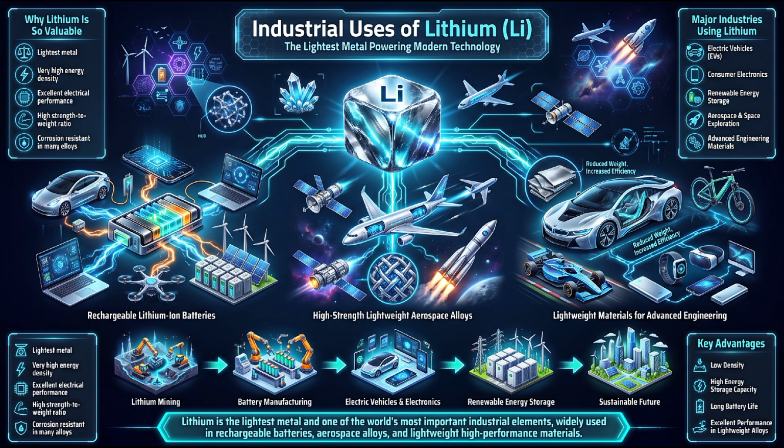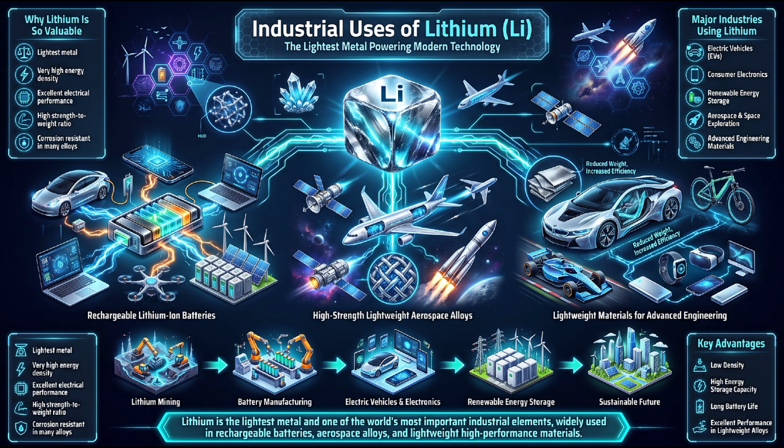Lithium compounds are further employed as lubricating greases in heavy machinery and industrial equipment. Lithium-based greases possess excellent resistance to heat, moisture, oxidation, and mechanical stress. These lubricants are widely used in automobiles, aircraft, electric motors, construction machinery, manufacturing equipment, and industrial bearings where reliable performance under extreme operating conditions is essential.